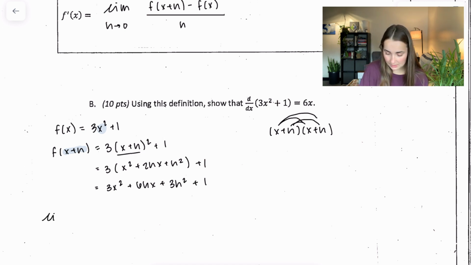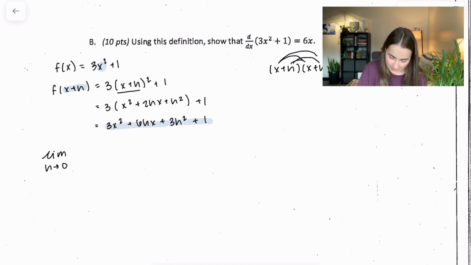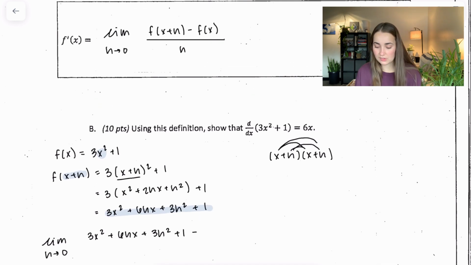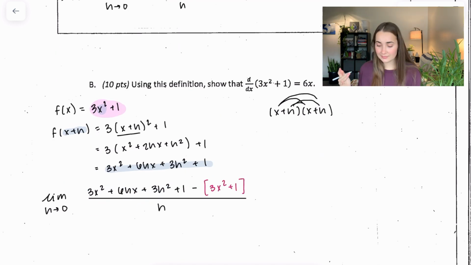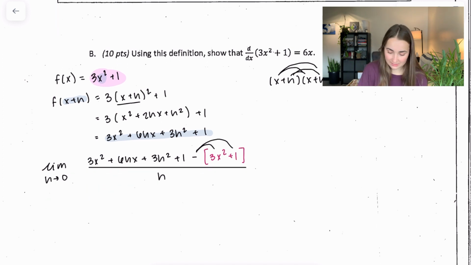So we have the limit as h approaches 0. And now we can put in our simplified form of f of x plus h. So here we get 3x squared plus 6hx plus 3h squared plus 1. And now we need to subtract the original function, so we're going to subtract this whole thing over here. I put the function in parentheses or brackets because we have to remember to distribute that minus sign to everything in there. So I'm going to do that.